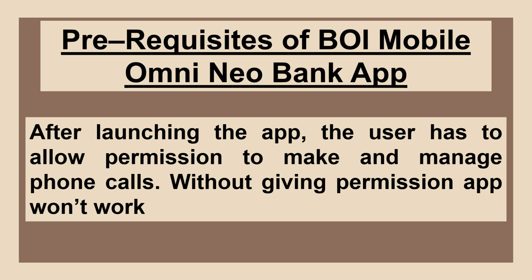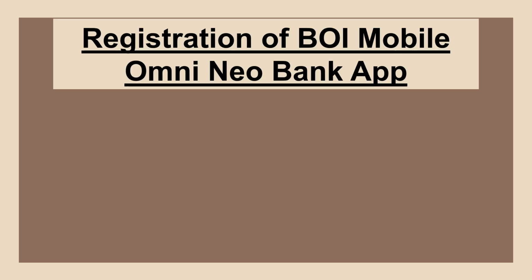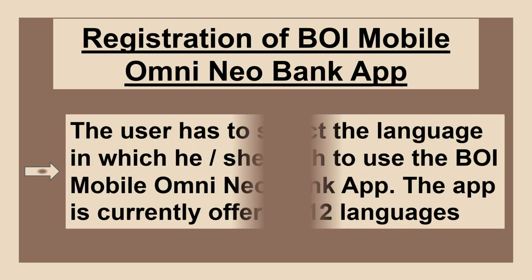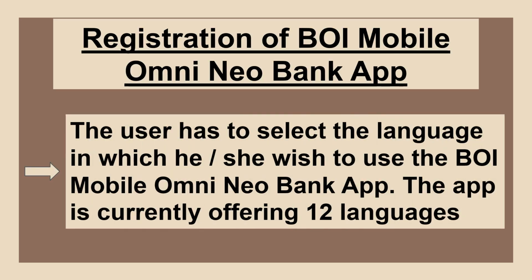After launching the app, the user has to allow permission to make and manage phone calls. Without giving permission, the app won't work. The user has to allow permission to send and view SMS messages. Without giving permission, the app won't work. The user has to select the language in which he or she wishes to use the BOI Mobile Omni Neo Bank app. The app is currently offering 12 languages.